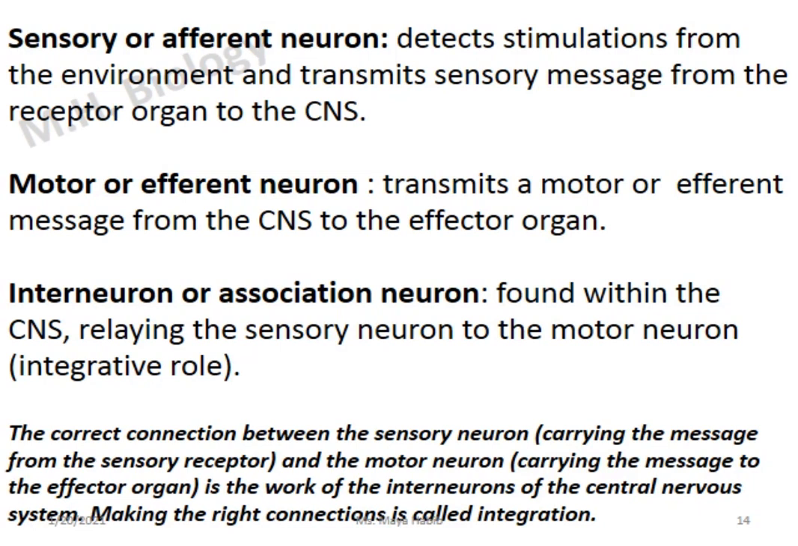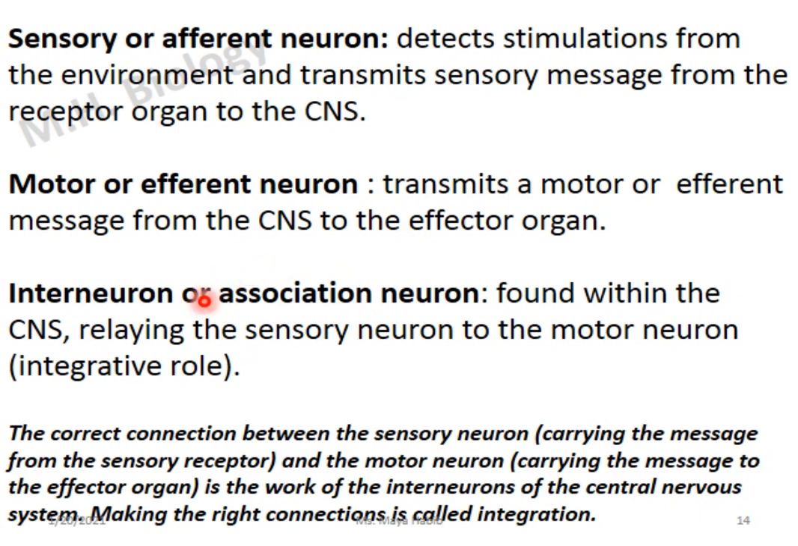So this is a summary. The sensory or afferent neuron detects stimulation. We said that its ending is within the receptor organ, so it can detect the stimulation, and actually the receptor organ can detect stimulation due to the presence of these endings of the sensory neurons within the organ, and then it will transmit the sensory nerve message from the receptor organ to the central nervous system. The motor neurons or efferent neurons transmit motor or efferent messages from the central nervous system to the effector organs.